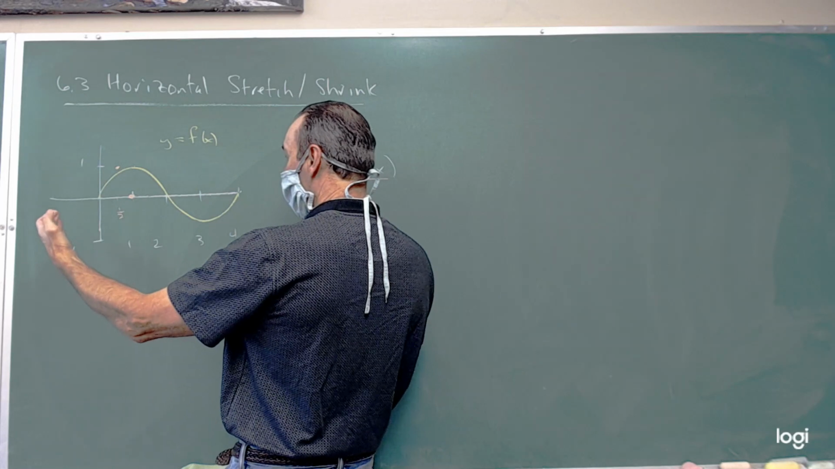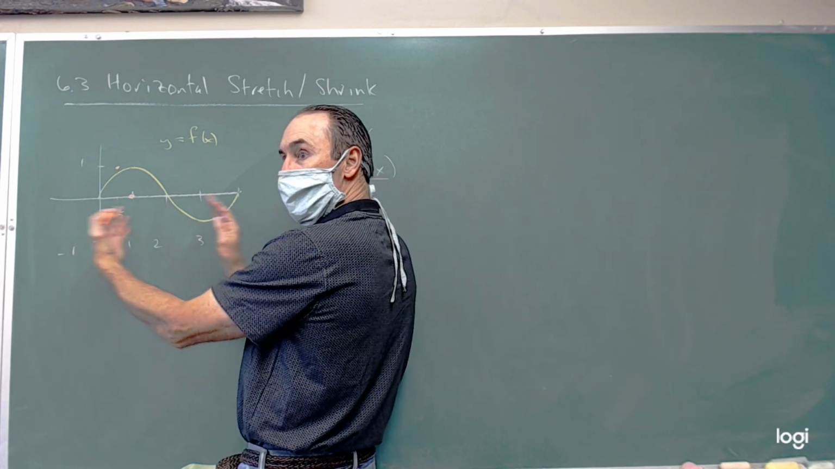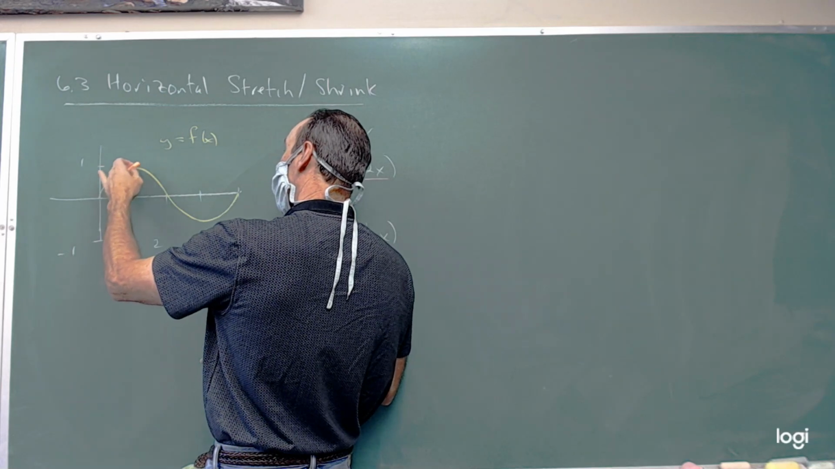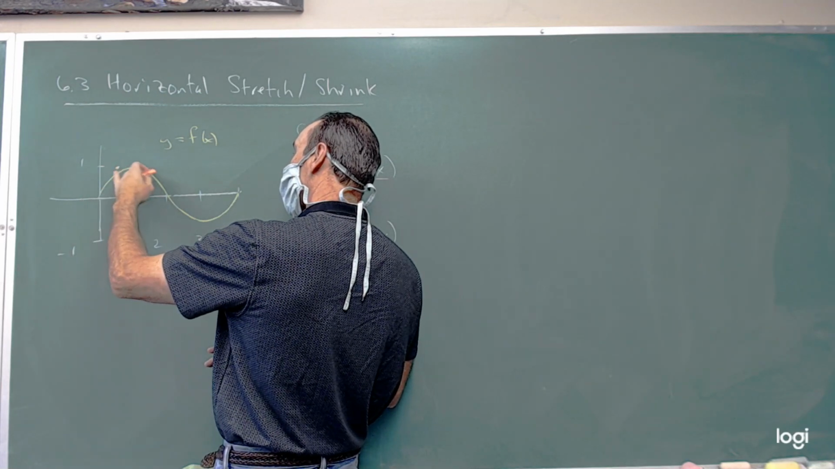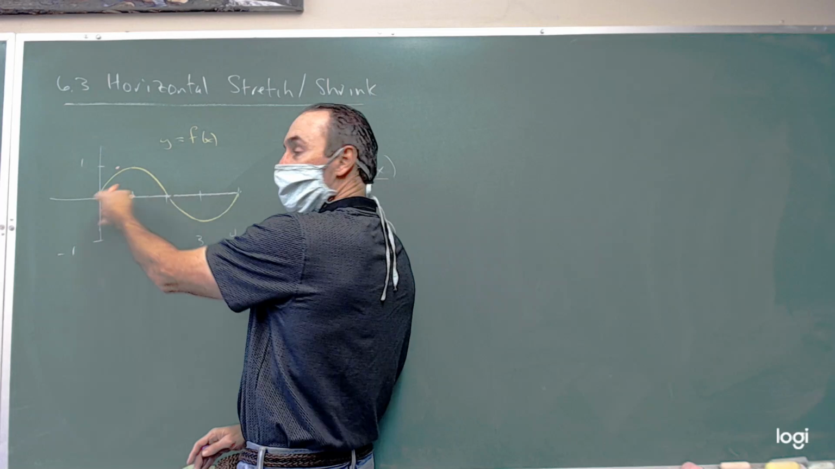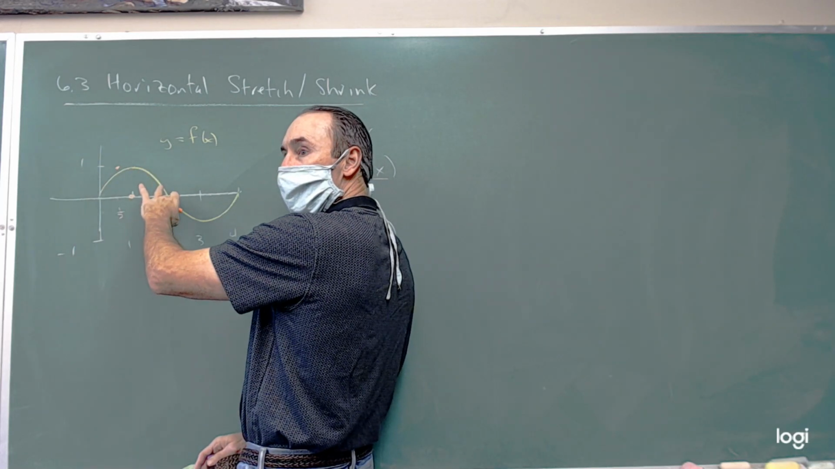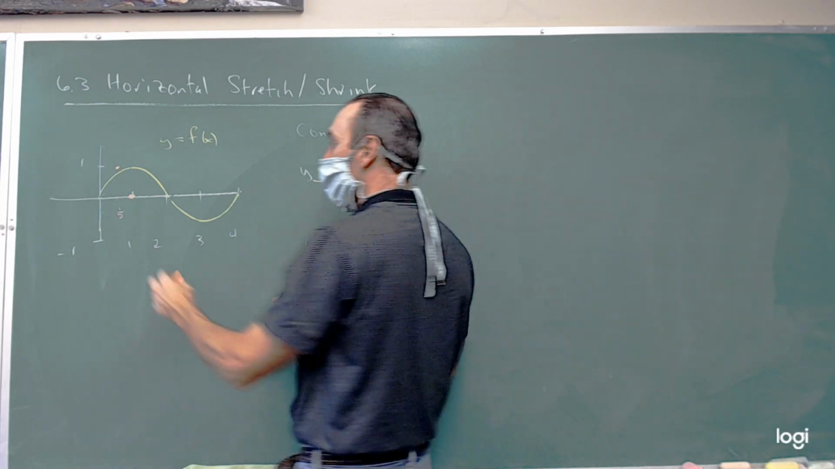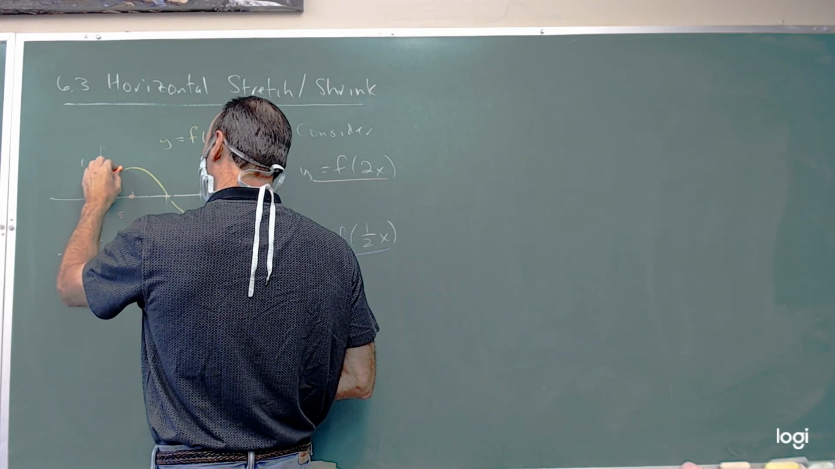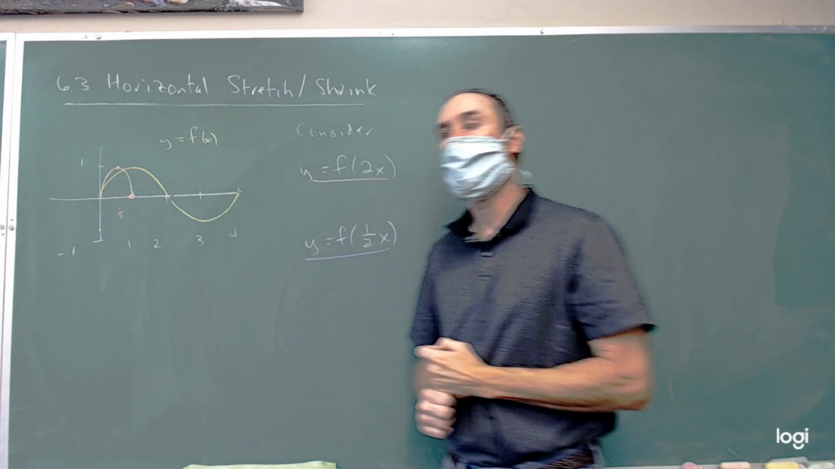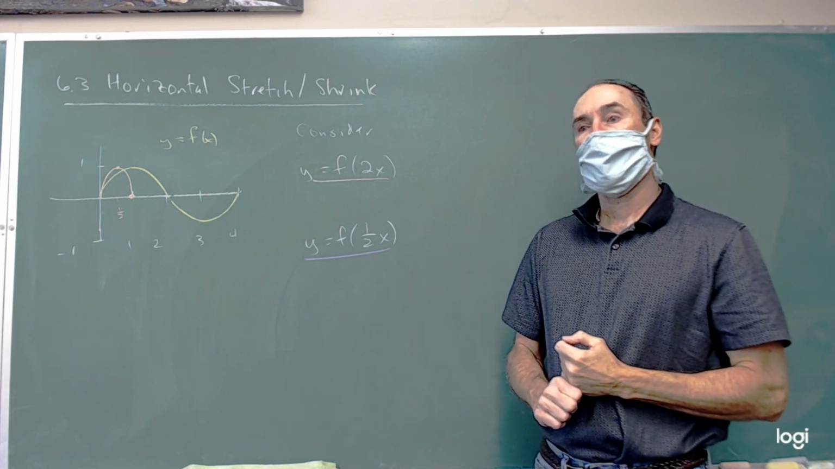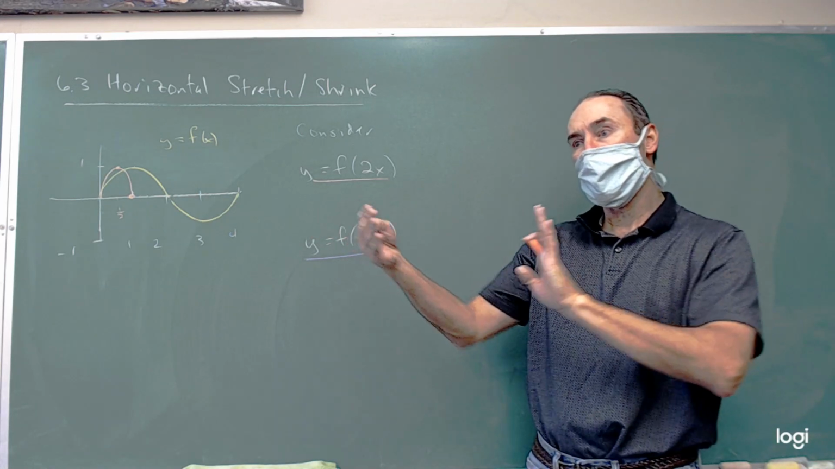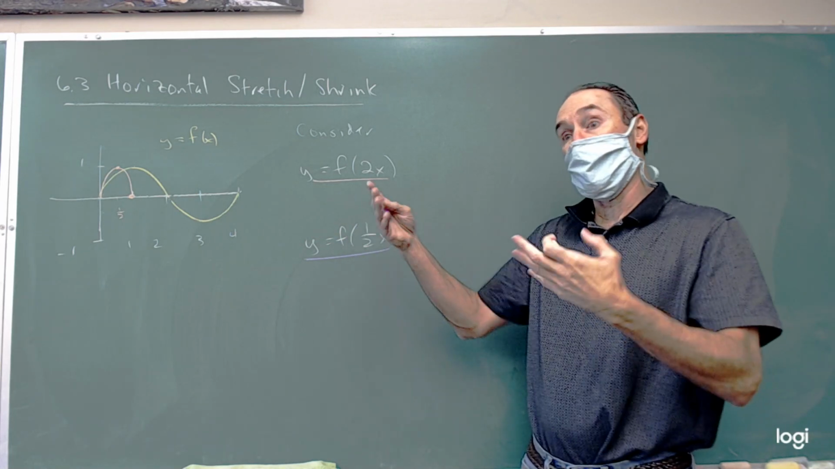So what we're doing is we're smushing this thing in horizontally. The yellow function takes a whole horizontal distance of 1 to make that complete loop and make it back to the x-axis. This orange function is going to do that in half that distance. It's completed that full loop already by the time we get to x equals 1. It is shrinking this horizontally by a factor of 1/2.